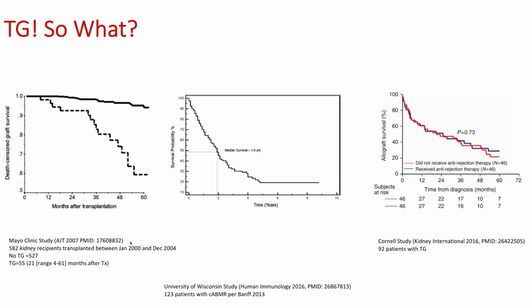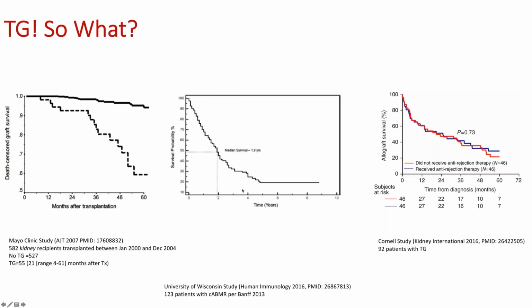This slide shows 3 studies with more than 50 patients involved. First is a Mayo Clinic study, published in AJT 2007. Here you will see a survival curve, with this dark black line showing 527 patients without TG and 55 patients with TG. Obviously, you can see that the moment a diagnosis of TG is made, the graft survival is poor.